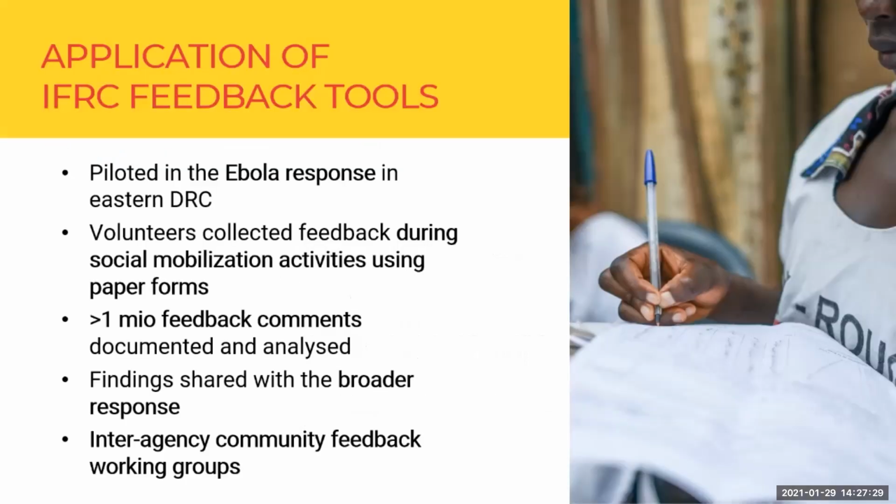So all of these resources, which are a lot, have been developed in the last few years and months, and a lot of them go back to what we did and what we piloted in the Ebola response in Eastern DRC. There we set up this broad mechanism in the beginning of the response, which was in 2018, and volunteers started to collect community feedback during the social mobilization activities, using paper forms because very few people have access to mobile phones. Network is really bad, so there we really had to come up with the most basic system possible.